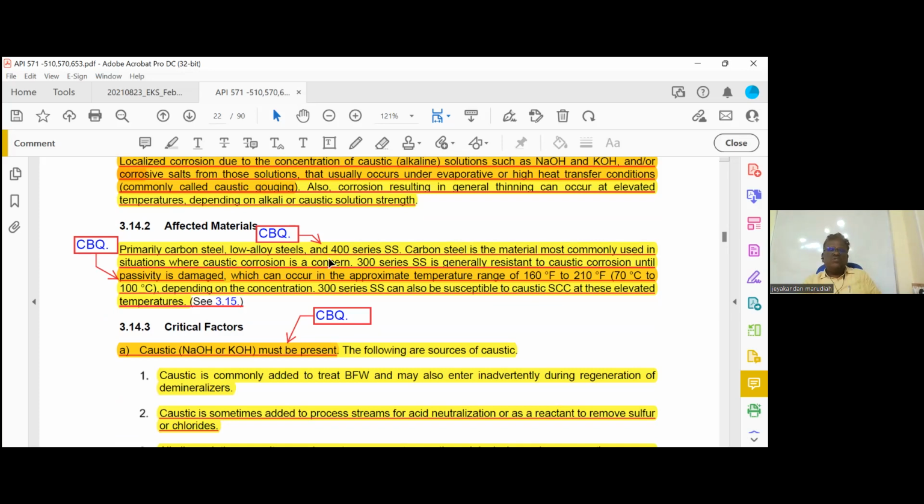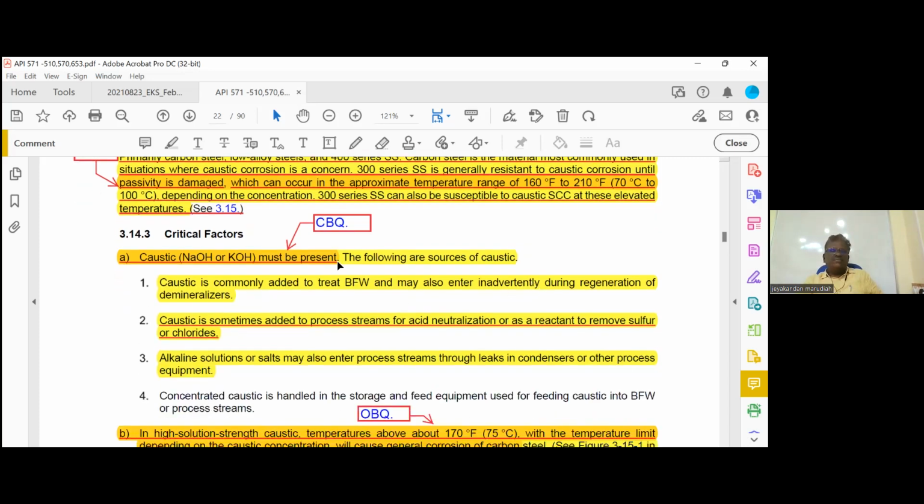Carbon steel is the material most commonly in situations where caustic corrosion is a concern. 300 series SS is generally resistant to caustic corrosion until passivity is damaged. That line is important. So if the chromium oxide is damaged, then it can occur in the temperature of 160 to 210. Then the critical factor: caustic, sodium hydroxide or potassium hydroxide, must be present. That is a closed book question.